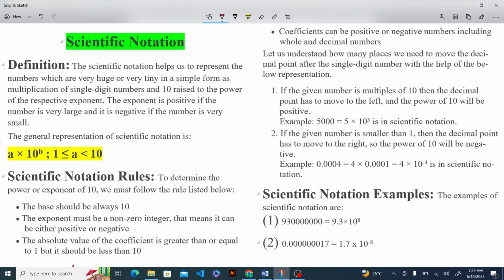Today's topic is scientific notation. As we are starting a new chapter, that is logarithms, firstly we need to know about scientific notation, and then we can move forward to that chapter.